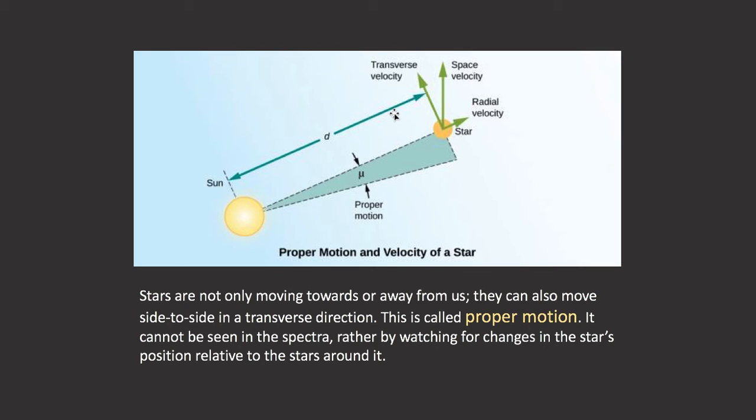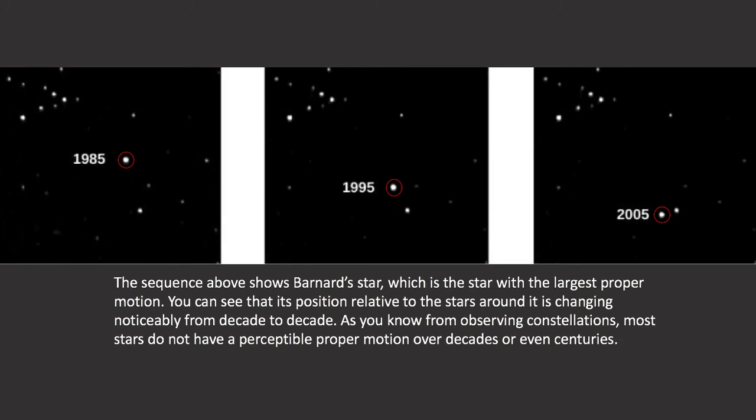So how can we see it? Well, we can see it by looking at changes in the position of the star relative to the stars that are around it. It's a little less obvious of a name here, it's called proper motion. So the star can have two types of motion: radial motion, which is towards us or away from us, and proper motion, which is side to side. So the proper motion of a star is how it's moving in our sky relative to the stars around it. So it's side to side motion. We'll look at some examples of that.